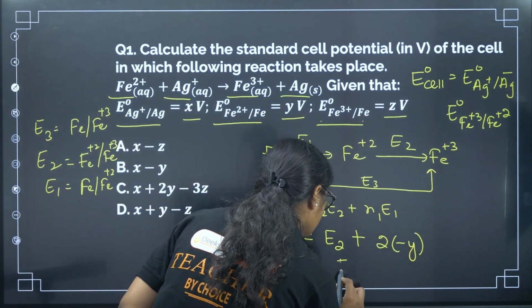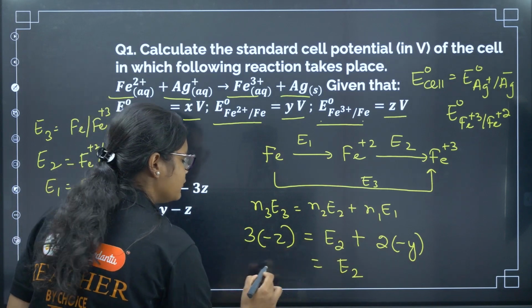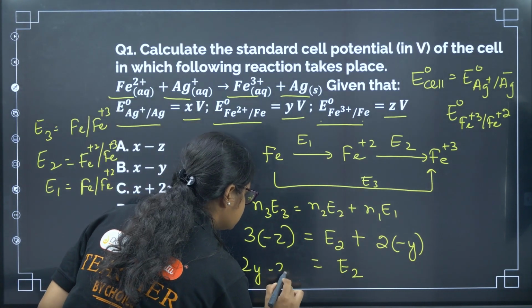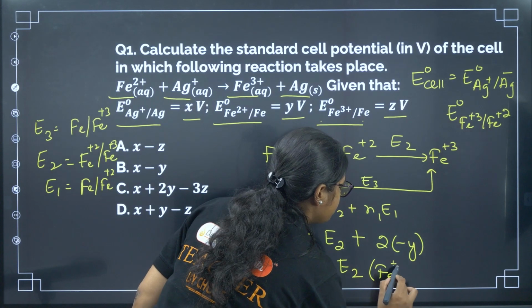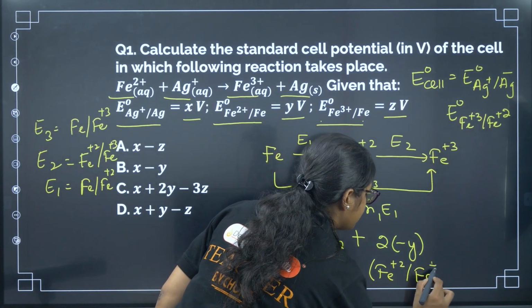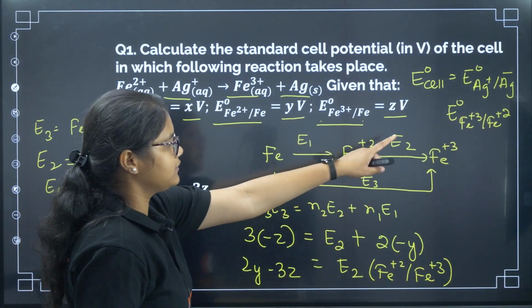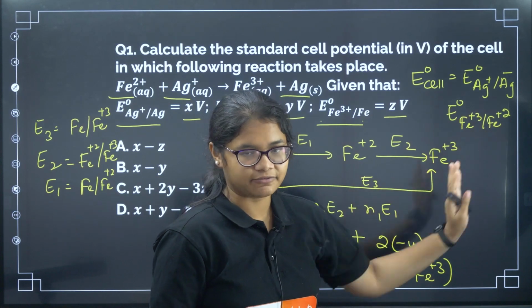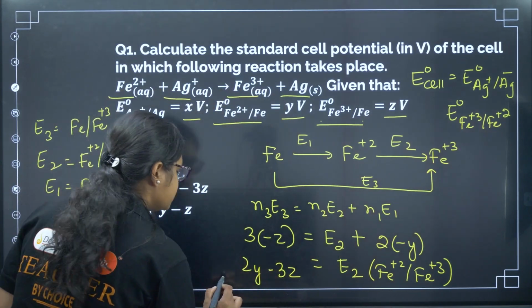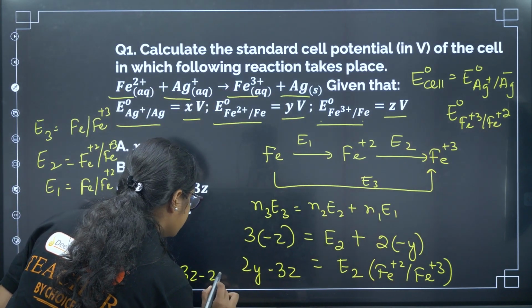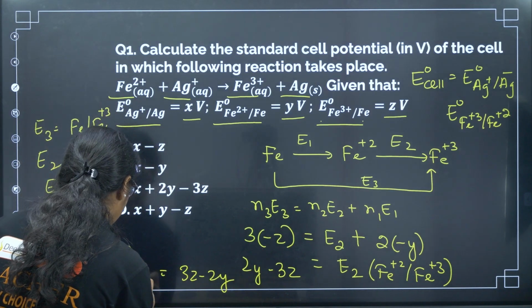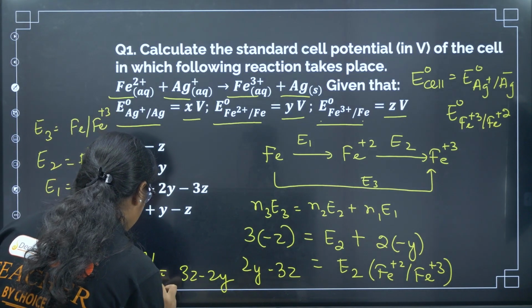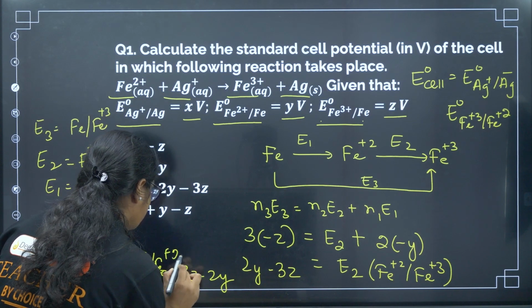Then what is my E2 here? E2 value will be 2Y minus 3Z. Okay. But this is what? E2 is your Fe2+ to Fe3+. But if you see the question in the formula, I need Fe3+ to Fe2+. So I can take the reverse of this one. So I'll get 3Z minus 2Y. Okay. That is your E naught of Fe3+ to Fe2+.